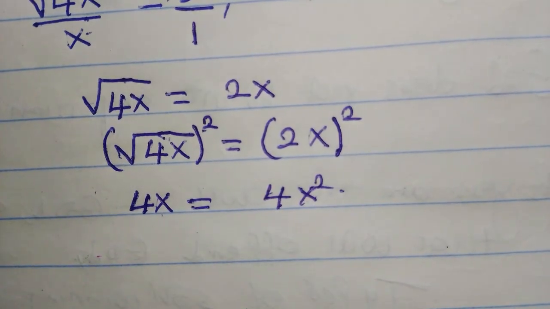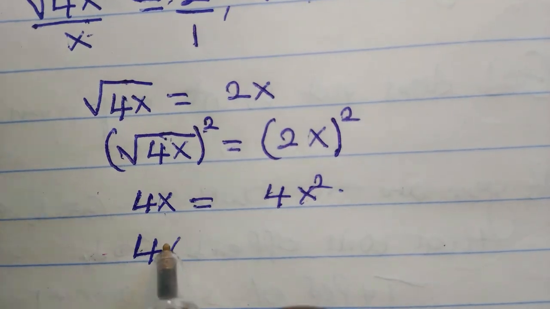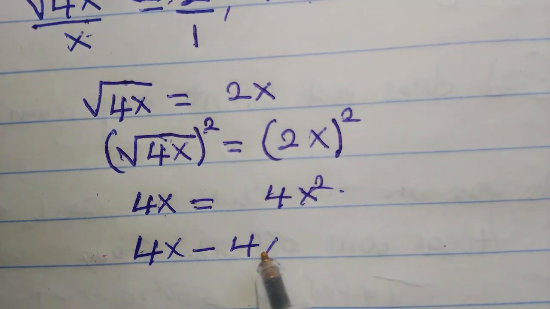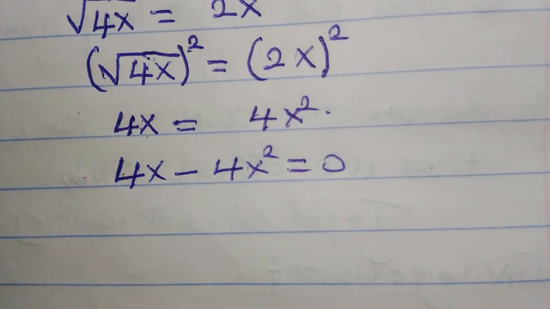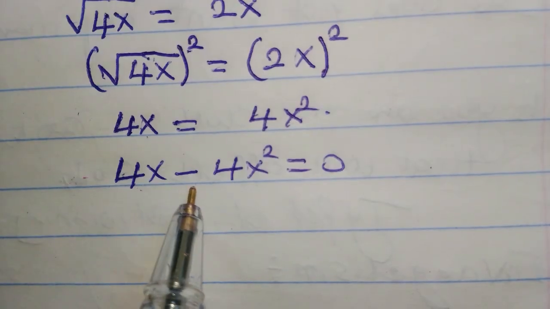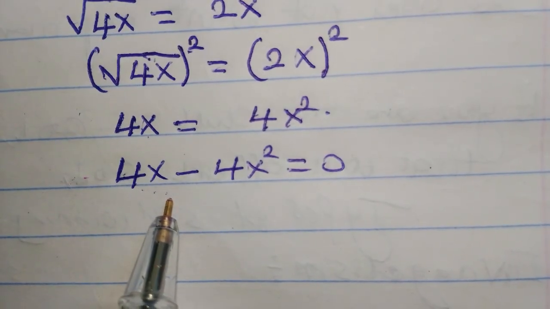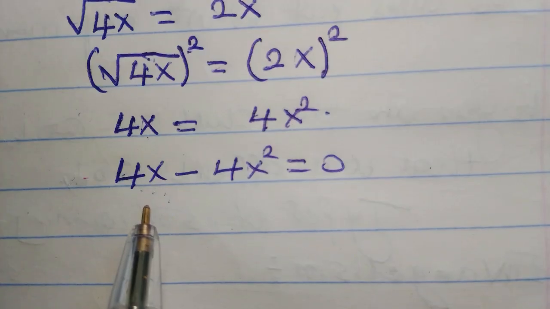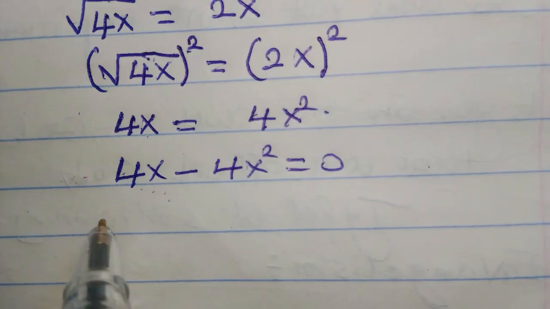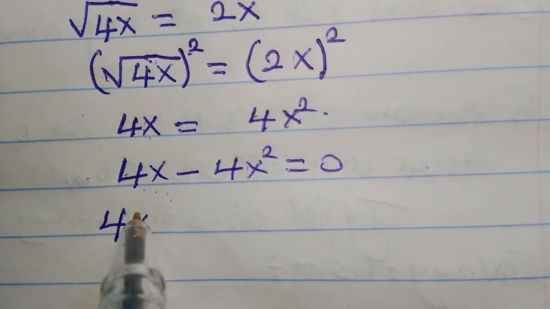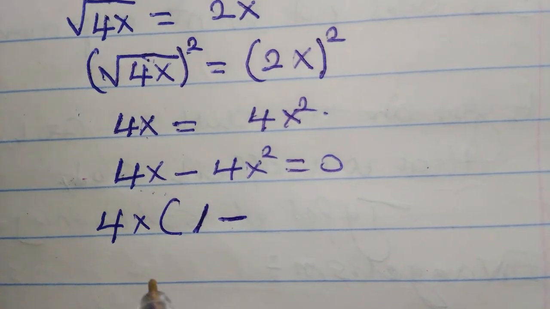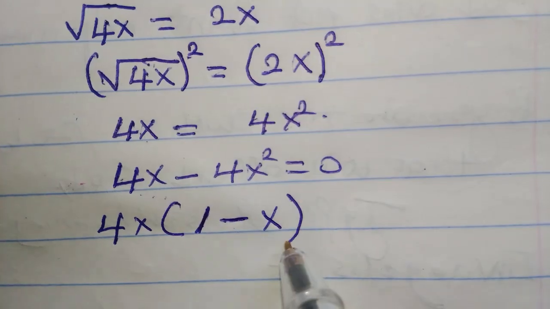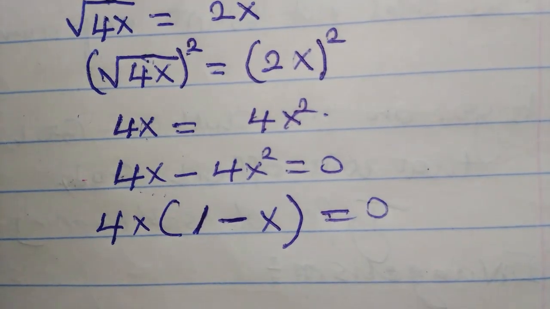So the next thing we are going to do is to bring this across. We have 4x minus 4x squared equals 0. We can see that there is a common factor, and if we factor it out, we have 4x open bracket 1 minus x close bracket equals 0.